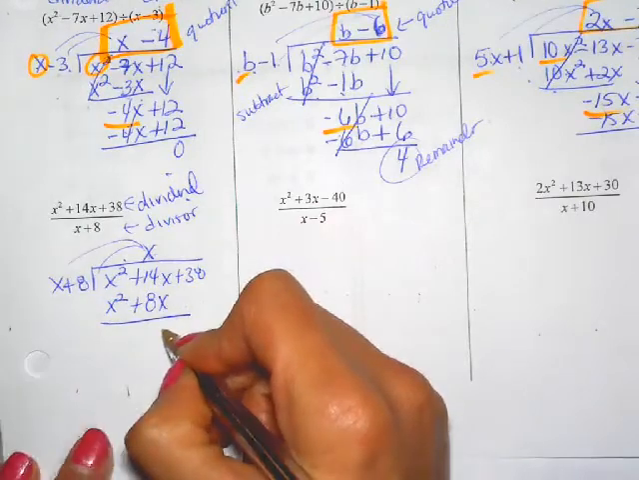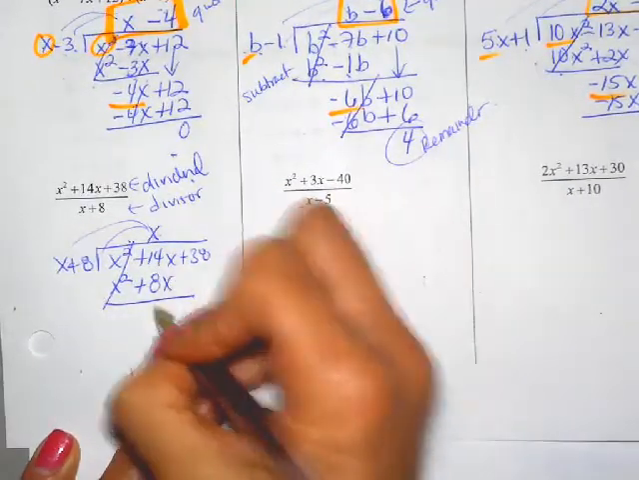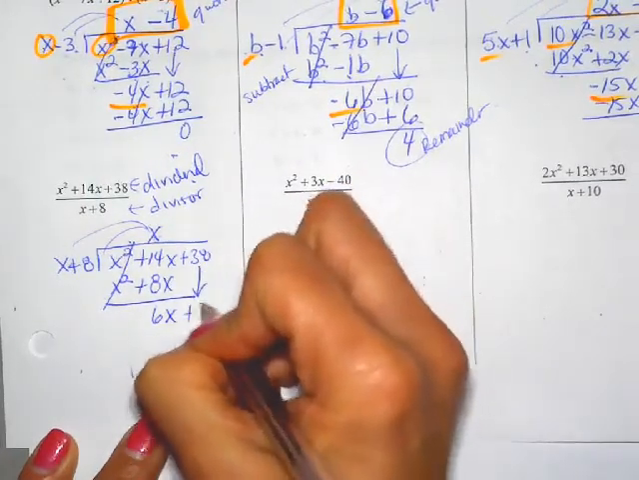Take the difference or subtract. X squared minus x squared is 0. 14 minus 8 is 6x. Bring down the 38.